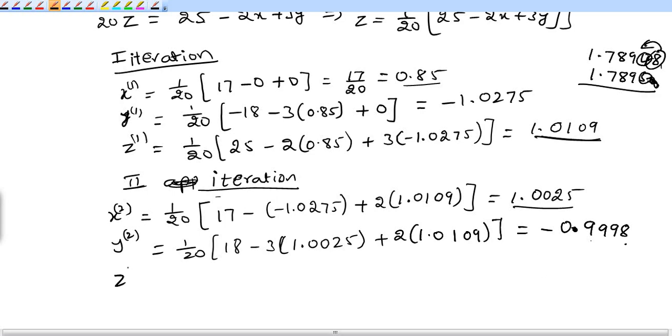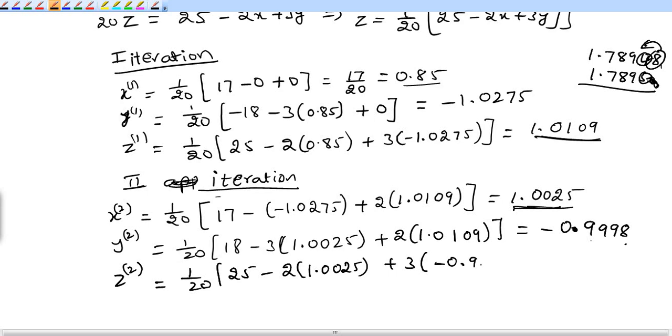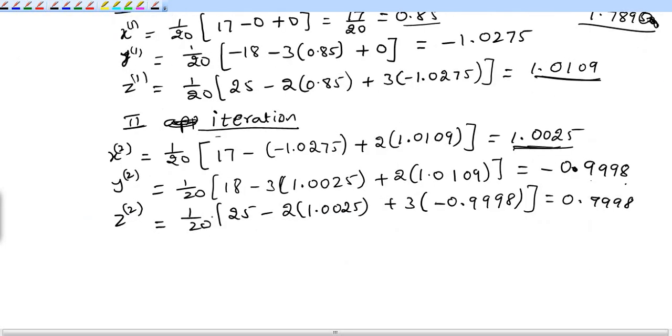Okay, similarly z2 is 1/20 into 25 minus 2 into x, 1.0025. This x value, previous x value, you have to use, plus 3 into y value minus 0.9998 is equal to z2, 0.99988. This is second iteration. Next we take third iteration.